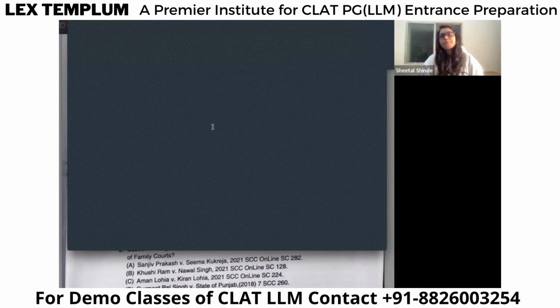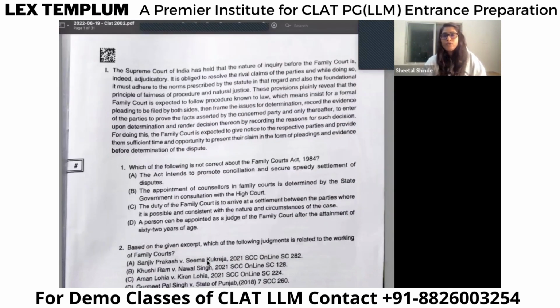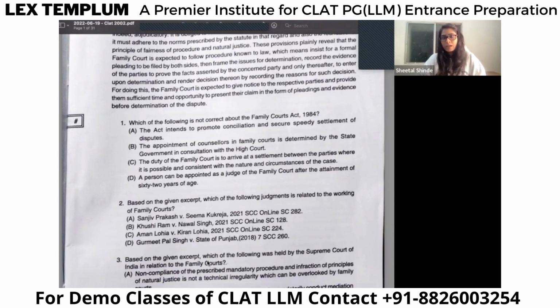Now, the first paragraph is a Family Courts paragraph. The answer to the first question is C. I'll not disclose the answer, but we will quickly discuss how you would arrive at it. The question asks, which of the following is not correct about the Family Courts Act 1984? If you have read the Act, or even if you know family law, you would easily answer this: the duty of the Family Court is to arrive at a settlement between the parties where it is possible and consistent with the nature and circumstances of the case. So this is an easy question.